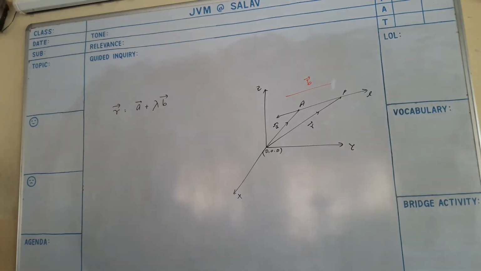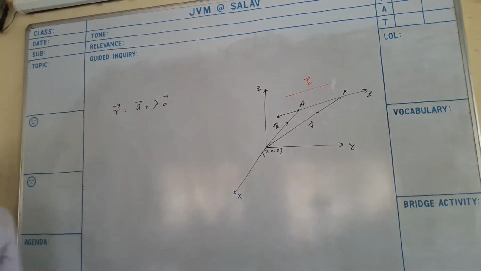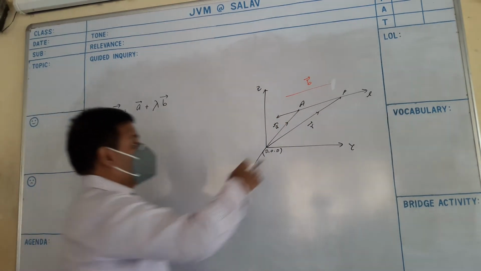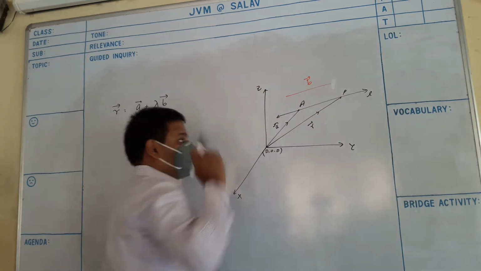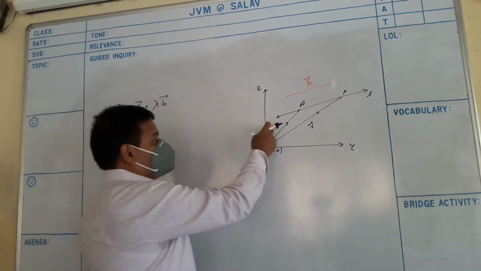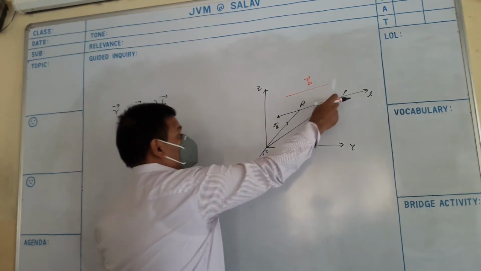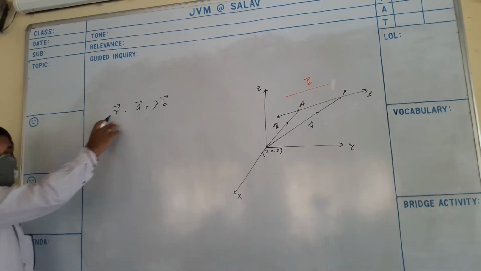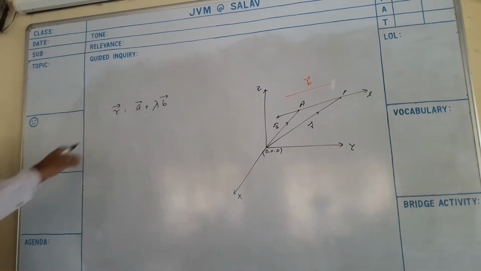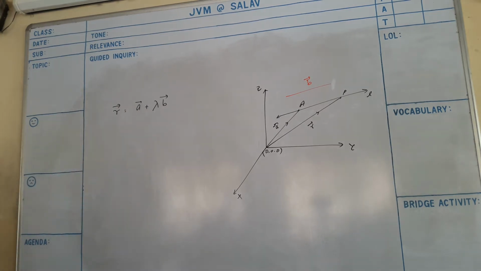Okay. So vector B is parallel to AP. Vector B is parallel to line L, so AP is parallel to vector B. A is a position vector and R is the resultant vector. So the vector equation of a line is vector R equals vector A plus lambda vector B.